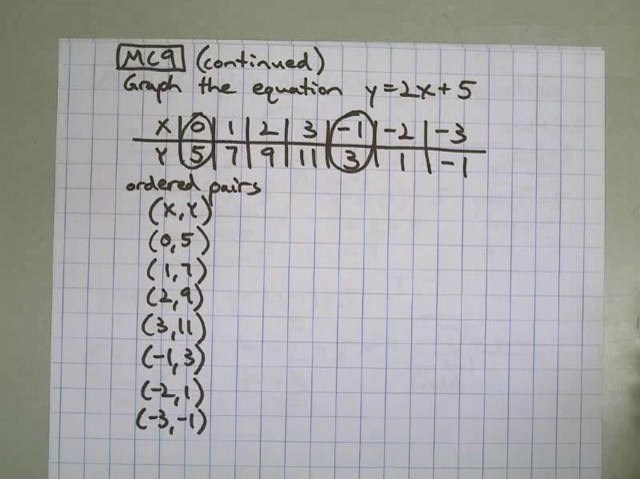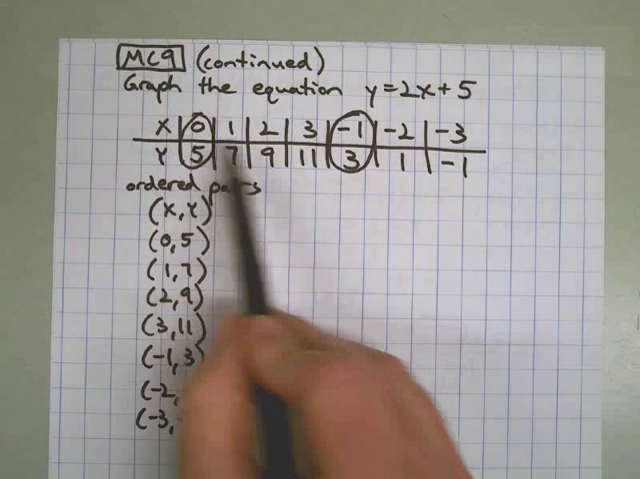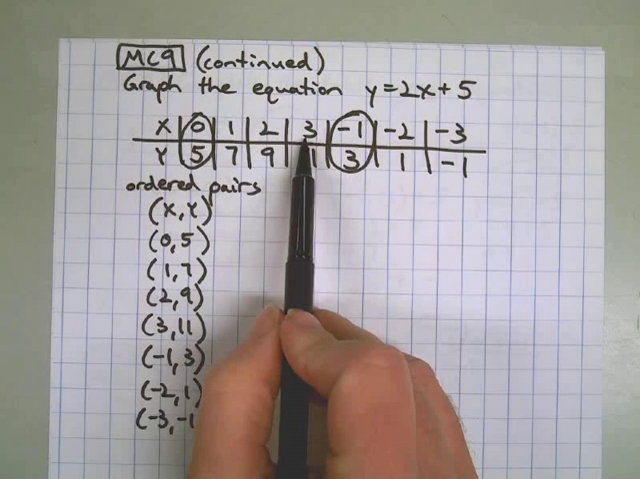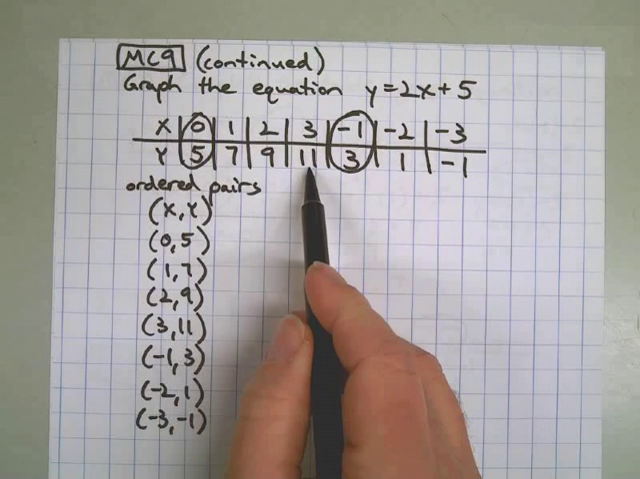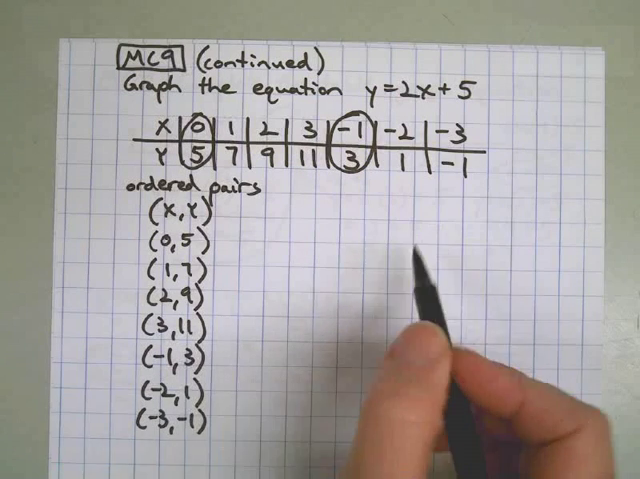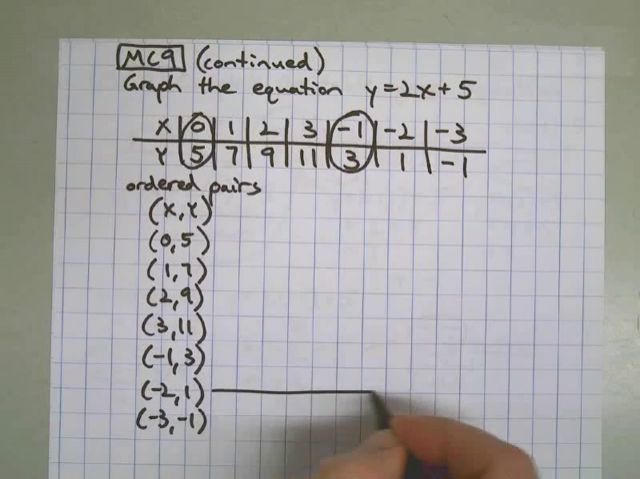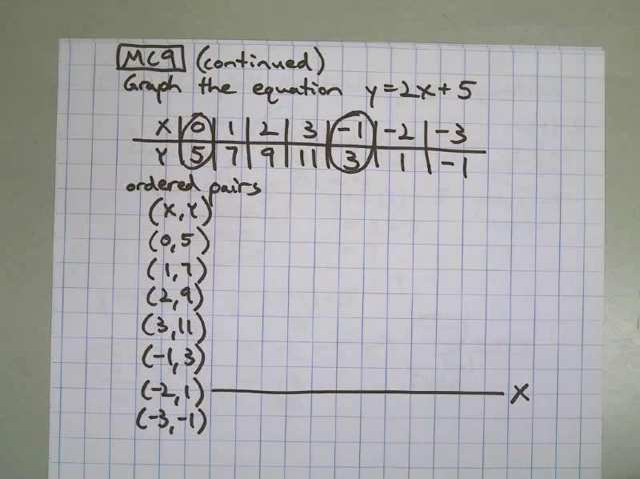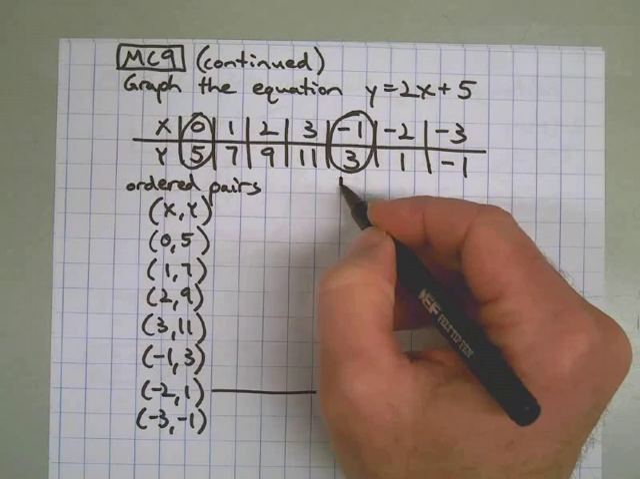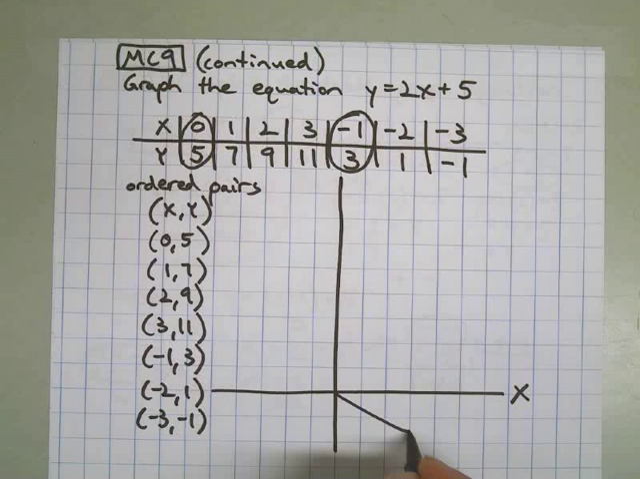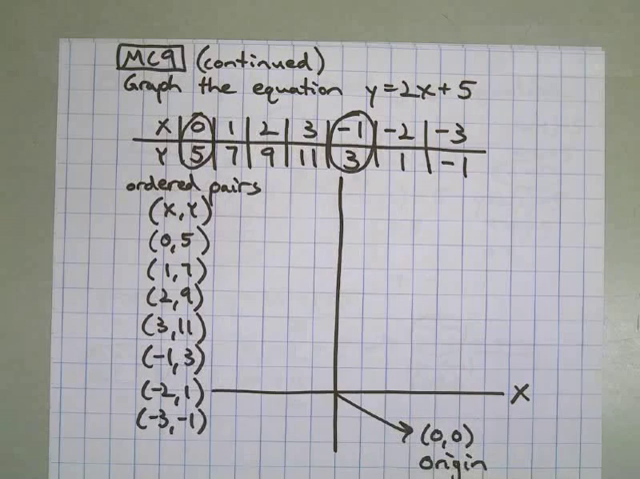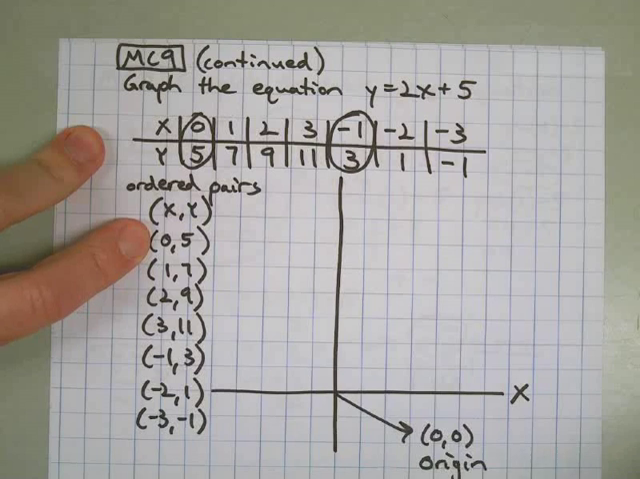Now let's make a graph, and let's be sensible about this. Our greatest x value on either side is 3 and -3. And it looks like the y values go up pretty high, up to 11, but only down to -1. So we're going to put the x-axis down here, and we're going to make the y-axis go this way. Remember, we have the value 0, 0 is called the origin, and you should always start there when you're graphing these coordinate pairs. Alright, so let's start with 0 and 5.